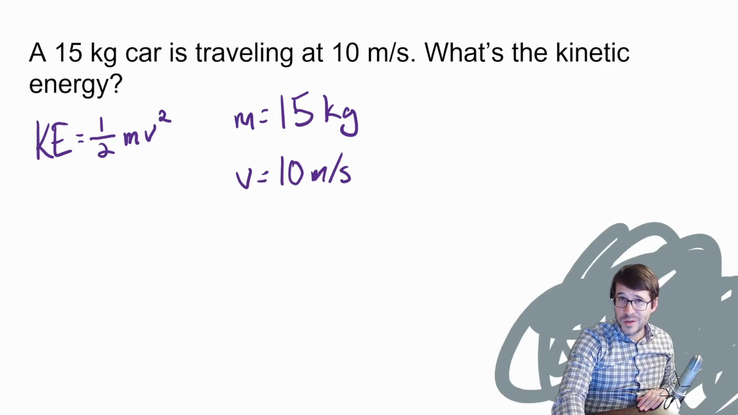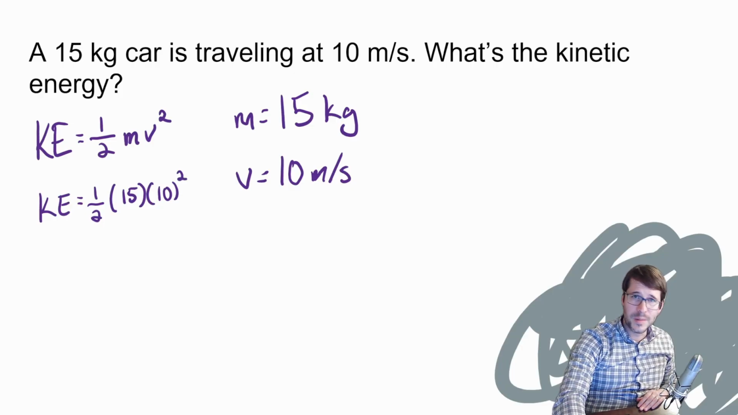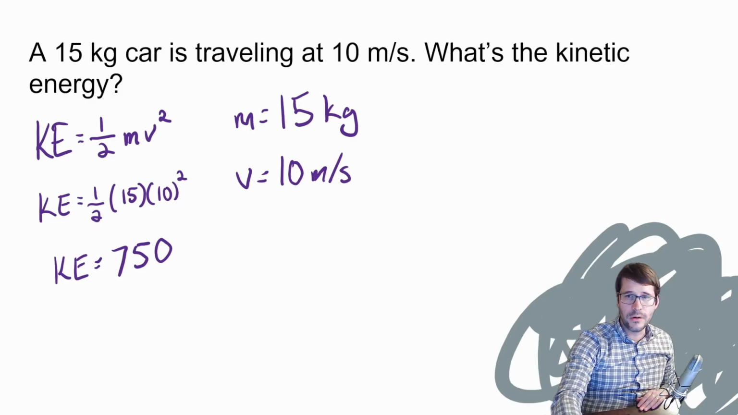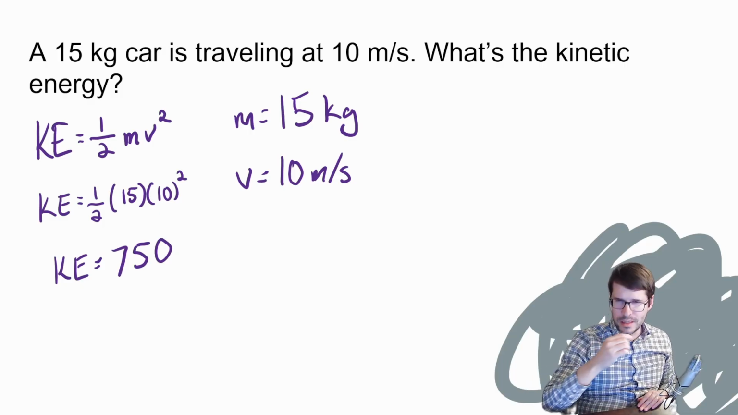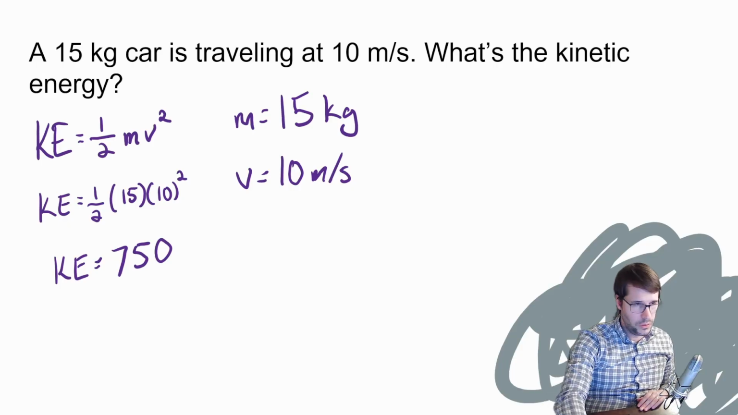And for this, all I'm doing is plugging and chugging. We're just putting in the 15 and the 10 in the spots that they're supposed to go. So it's 1/2 times 15 times 10 squared. And if you type that in on your calculator, you'll get an answer here. Kinetic energy is 750. Now the question then might be, 750 needs some units, right? 750 what? Well, the unit that we have for energy is called the joule, and we use a capital letter J to denote this.